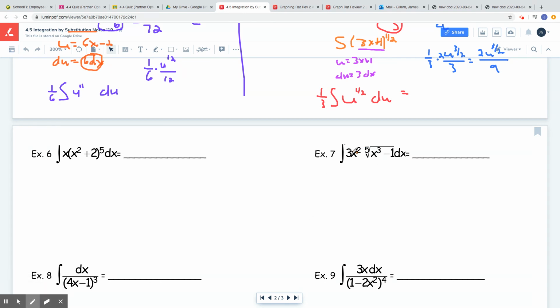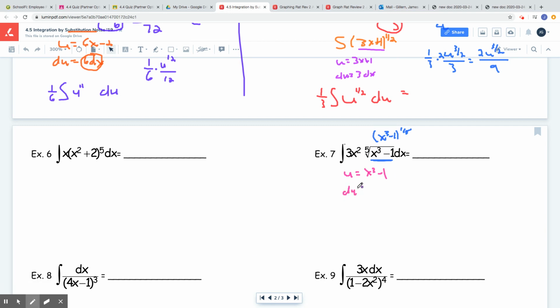Now, don't worry about this right now. The only thing you care about is what's on the inside. Remember, this really means x cubed minus 1 to the 1/5. All right, x cubed minus 1 to the 1/5. So our inside for this problem is x cubed minus 1.